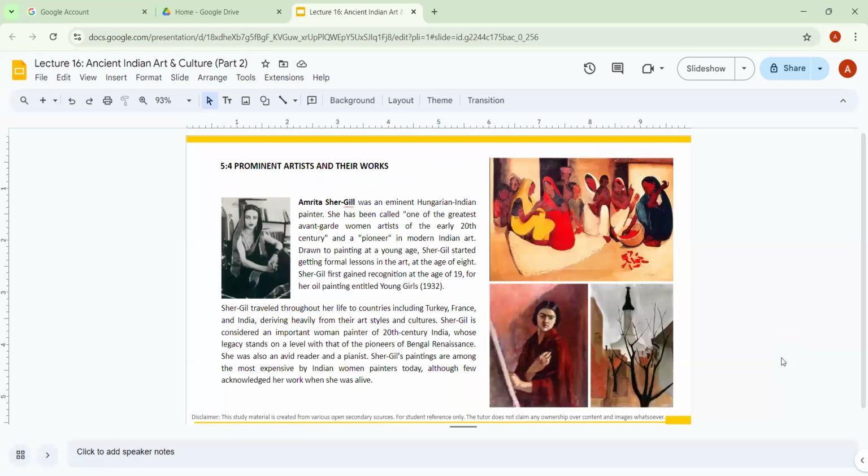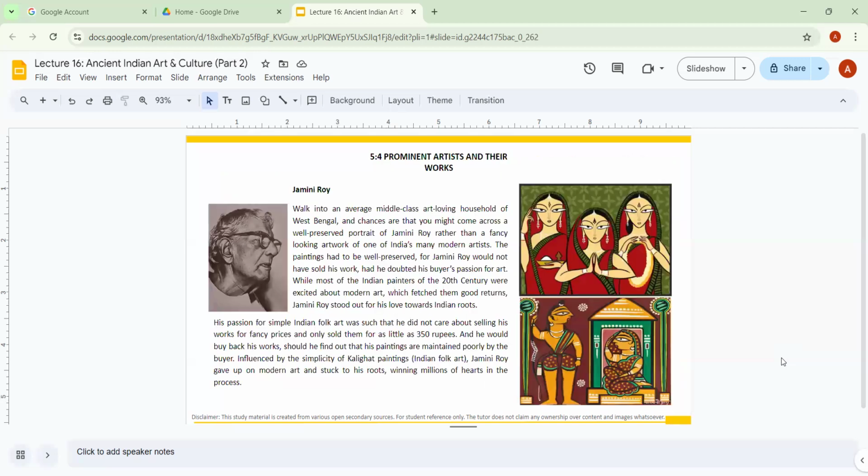Amrita Sher-Gil was an eminent Hungarian Indian painter. She has been called one of the greatest avant-garde women artists of the early 20th century. Jamini Roy was born into an average middle-class art-loving household of West Bengal. His passion for simple Indian folk art was such that he did not care about selling his work for fancy prices and only sold them for as little as 350 rupees.